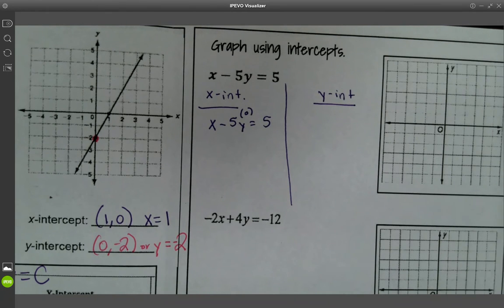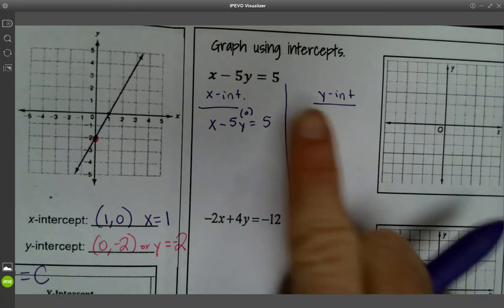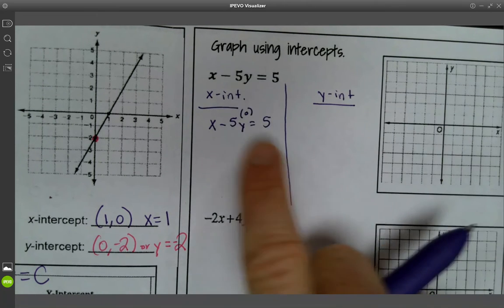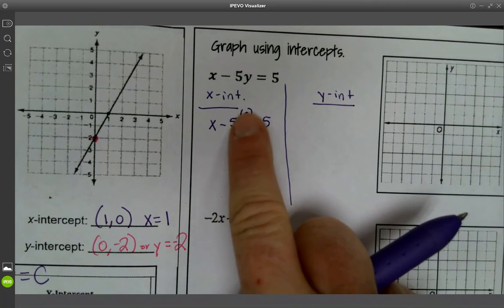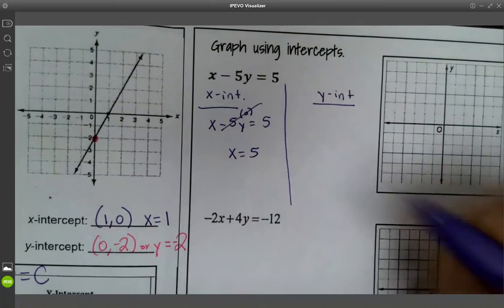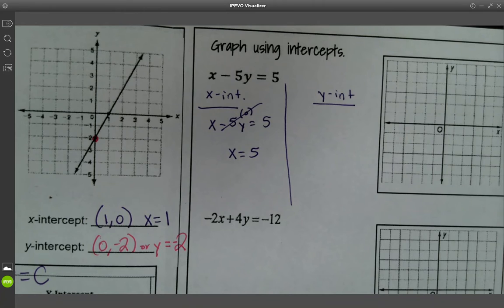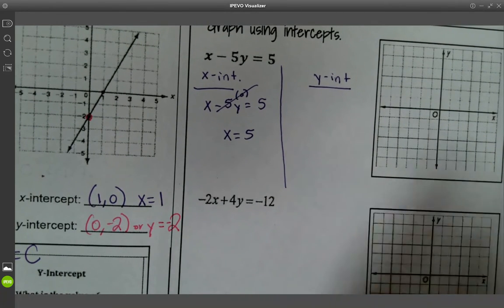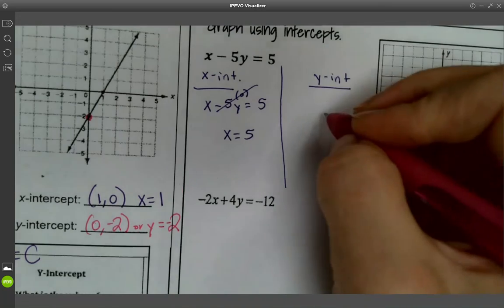So some teachers teach to find the y-intercept or the x-intercept, cover up the y. And look at what we have left. X equals 5. Because what's going to happen here? It's going to zero out. So that just leaves me with x equals 5. I can cross it out if that makes me feel better. All right, so once I get that, I'm going to do this one, and then I'll graph it.